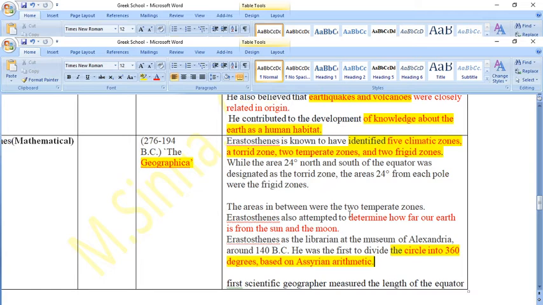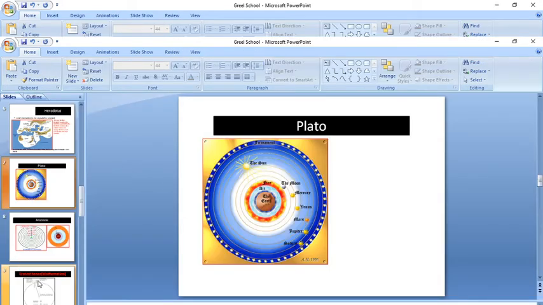And he tried to determine the linear distance between the sun and the earth and the moon. He tried to calculate the linear distance of these celestial bodies. Okay, go through the slides.